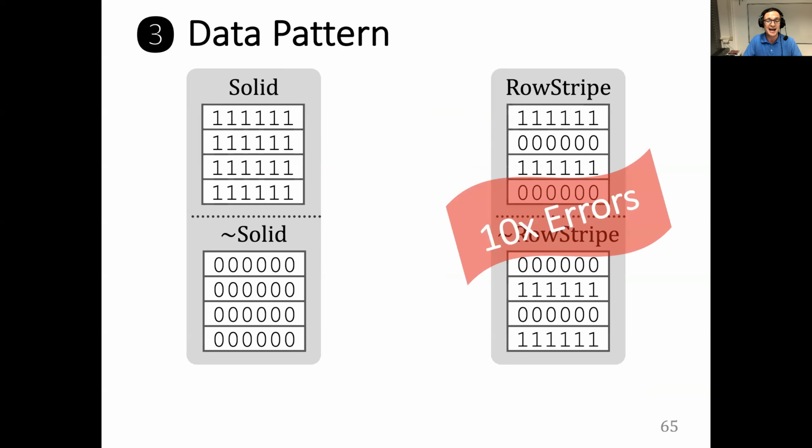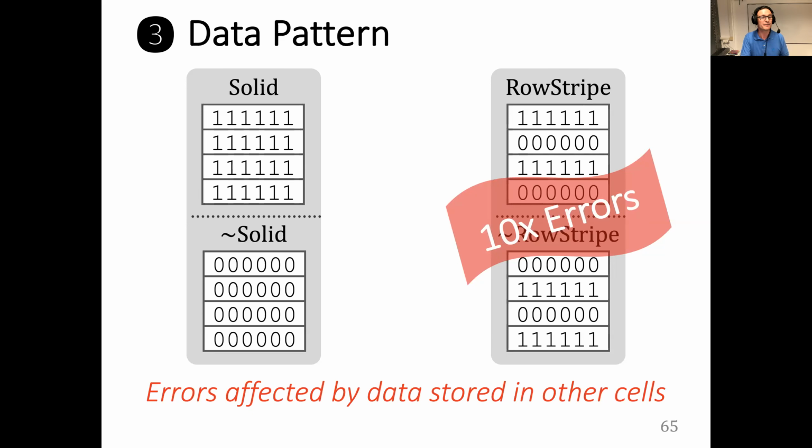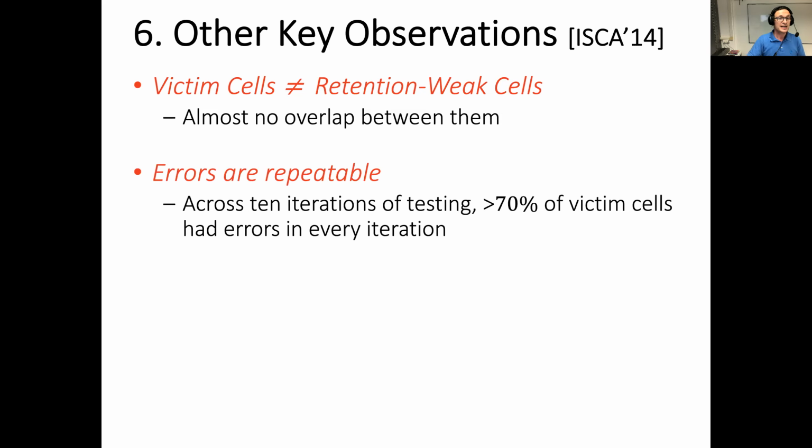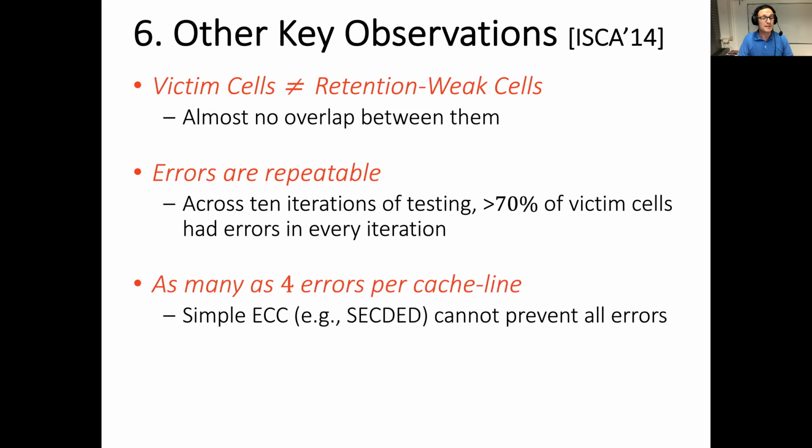This is another example, data pattern. Data pattern matters because it affects the coupling between the cells. As a result, the data pattern on the right over here leads to an order of magnitude more errors than the data pattern on the left. This is very similar to refresh, for example, retention times. Okay, we also showed that retention weak cells and RowHammer victim cells actually don't have any overlap because these are very different failure mechanisms. Errors are repeatable. Basically, this leads to a security problem. Once a cell can be hammered, it can be hammered again. So you can actually profile which cells are vulnerable and take advantage of this in your security attack. You get as many as 4 errors per cache line.